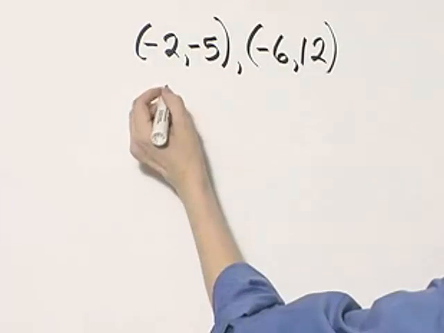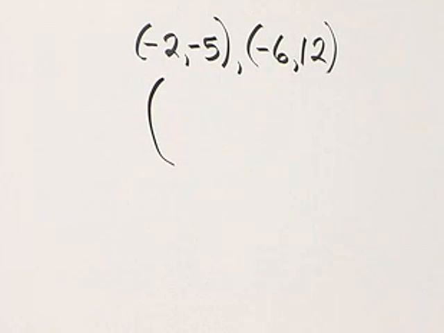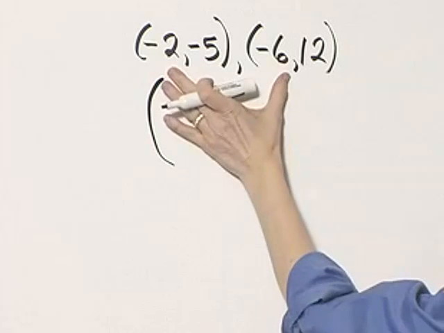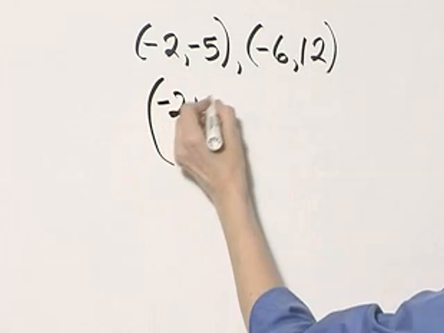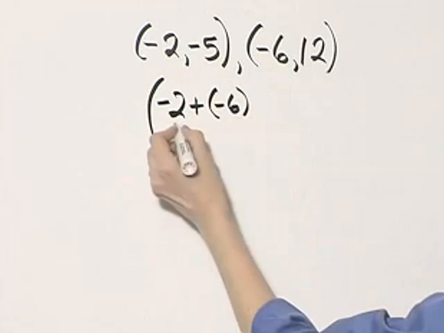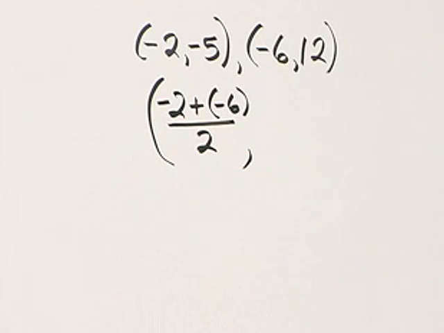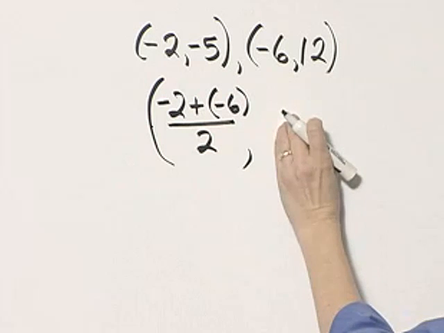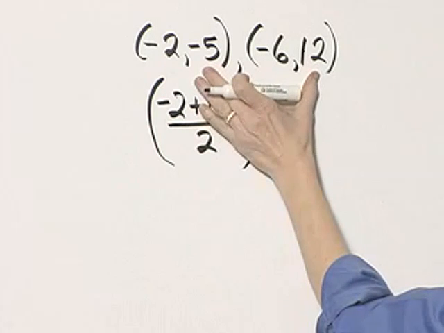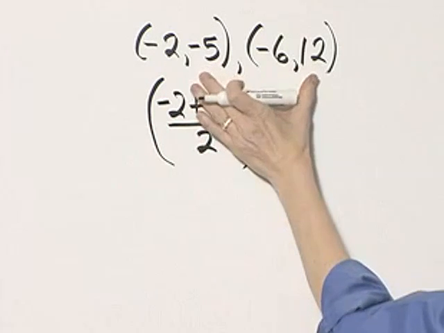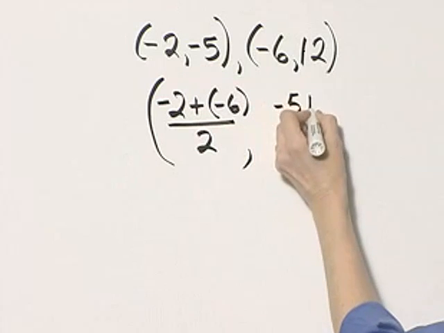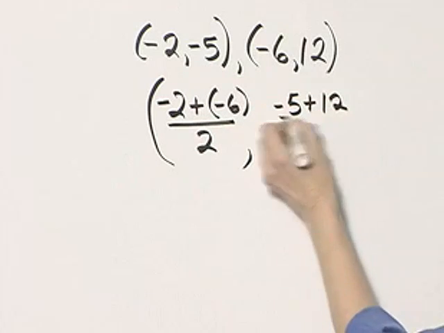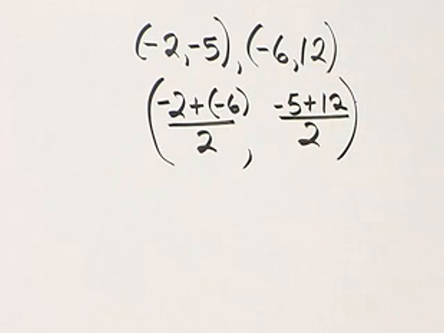To find the midpoint, the x value of the midpoint is the average of the x values of these points. So how do we find the average? We add -2 plus -6, and we divide by 2. Then for the y-coordinate of the midpoint, it's the average of these y-coordinates. How do we find the average of 2 numbers? We add them, -5 plus 12, and we divide by 2.